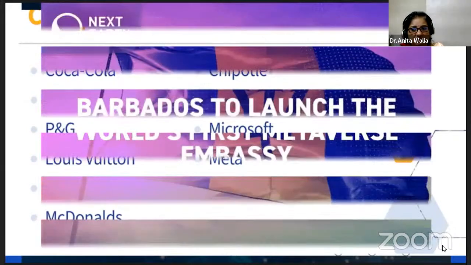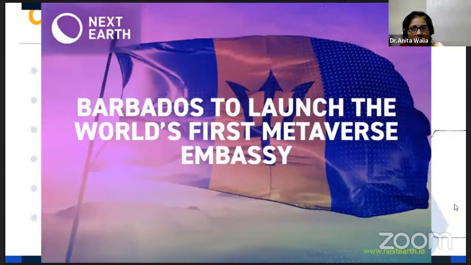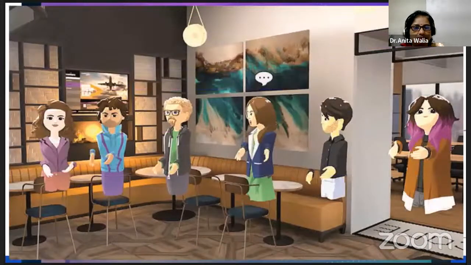There's a very interesting fact which I found out: the country of Barbados was the first nation to set up an embassy in metaverse to expand their diplomatic mission. Even the colleges and universities around the country are launching something called Meta University. That is also happening. So even the workplace experiences are moving into metaverse.